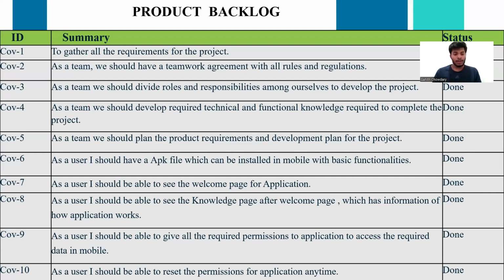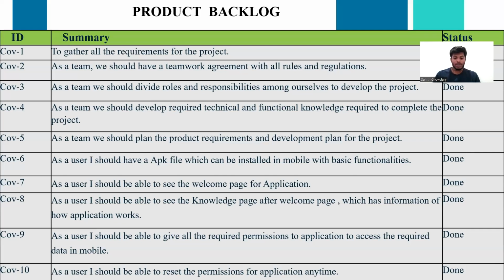COV7 is about a user should be able to see the welcome page for the application. And next in COV8, it is about the user should be able to see the knowledge page after welcome page, which has information of how application works. And in COV9, users should be able to give all the required permissions, like Bluetooth permission and location permissions, which are required to access the data from the mobile.